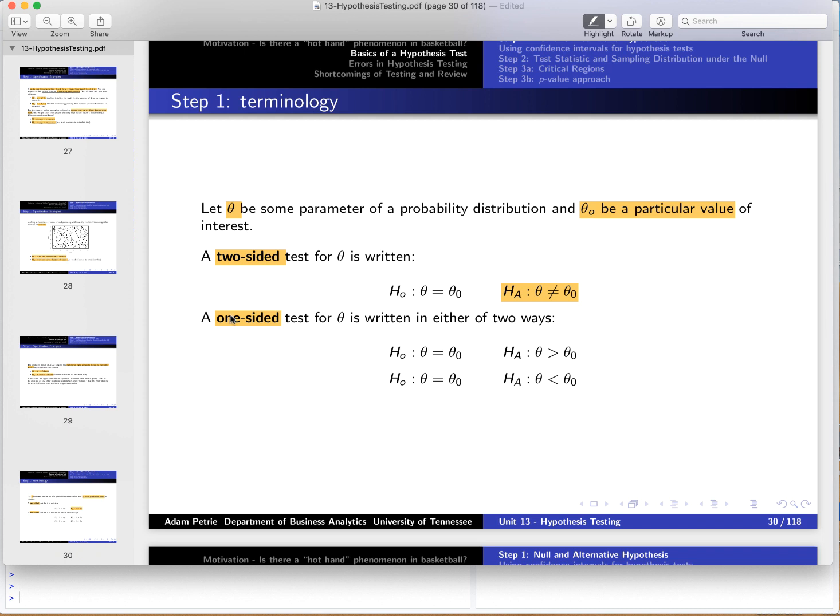A one-sided test is when we really only care about values in one direction, either higher or smaller than that proposed value of theta naught. So if our alternative is that theta is bigger than that value of interest, or if it's smaller than that value of interest, that's a one-sided test, because what we're only interested in establishing are values of theta that are on one side of theta naught, either values that are bigger or values that are smaller.